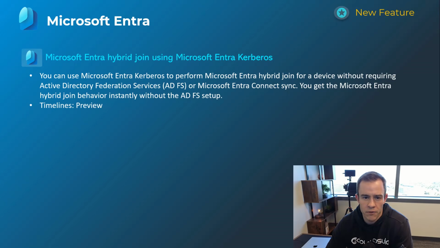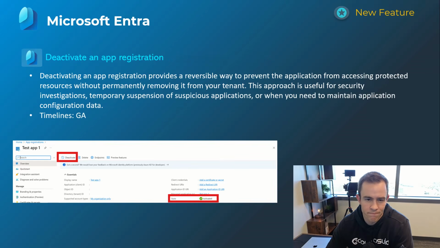Shifting into Microsoft Entra here, this first one is a little bit more technical in nature, but it's related to hybrid join for devices and using Microsoft Entra Kerberos. This is if you have a hybrid environment, and it's really cool, I think, because it allows you to perform a hybrid join of a device without requiring ADFS or Active Directory Federation Services or even the legacy Entra Connect Sync. So there's a lot to unpack with that, too much for this video, but I include a link with all this information in my blog post. You can check that out. This is currently in a preview state with no anticipated timelines just yet on GA.